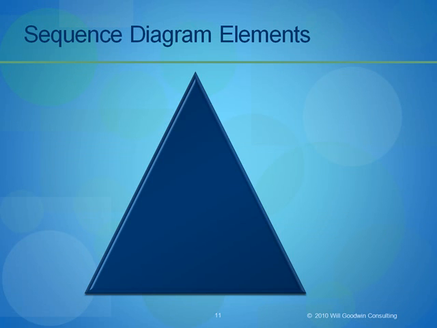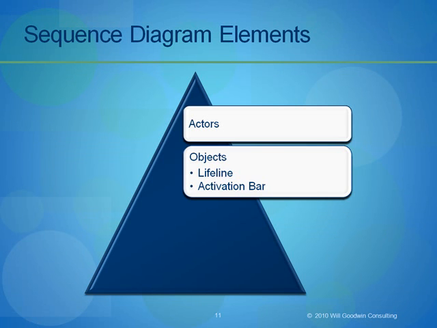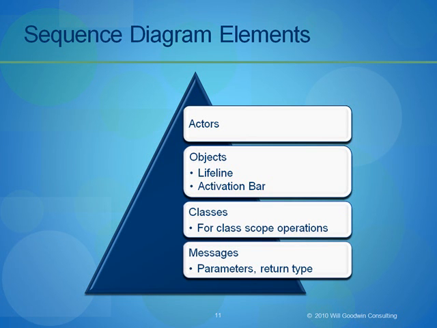So what can you put on a sequence diagram? Well, actors that start things off, objects with their lifeline that extends down below them, and the activation bar that indicates when they're actively executing a method. Classes could appear on here if we have any class scope operations. And the messages represented with the arrows, and you can put in, besides the message name, a parameter list and return type.